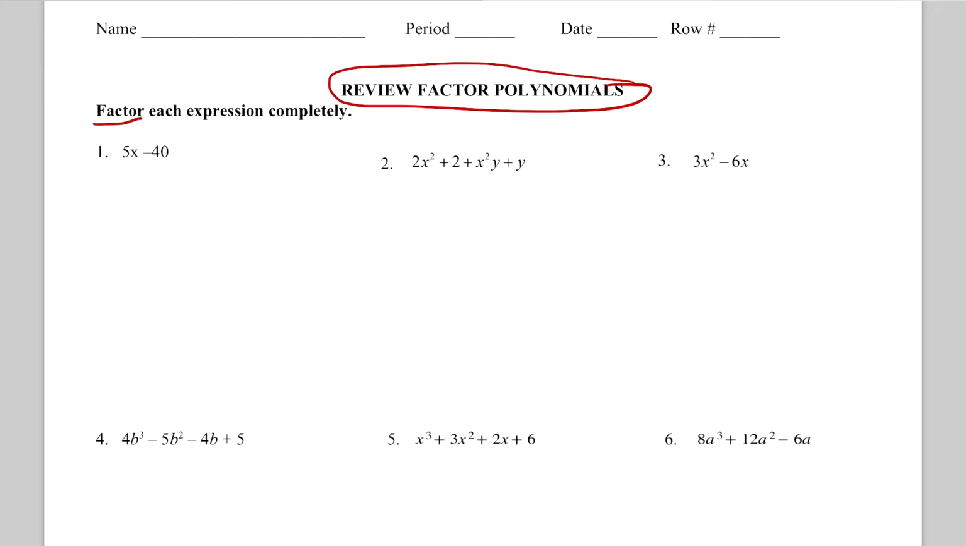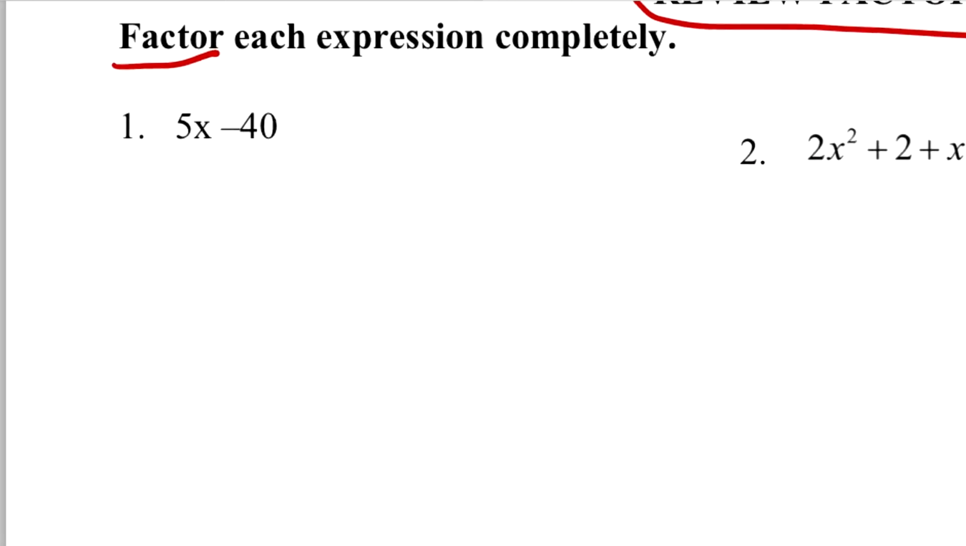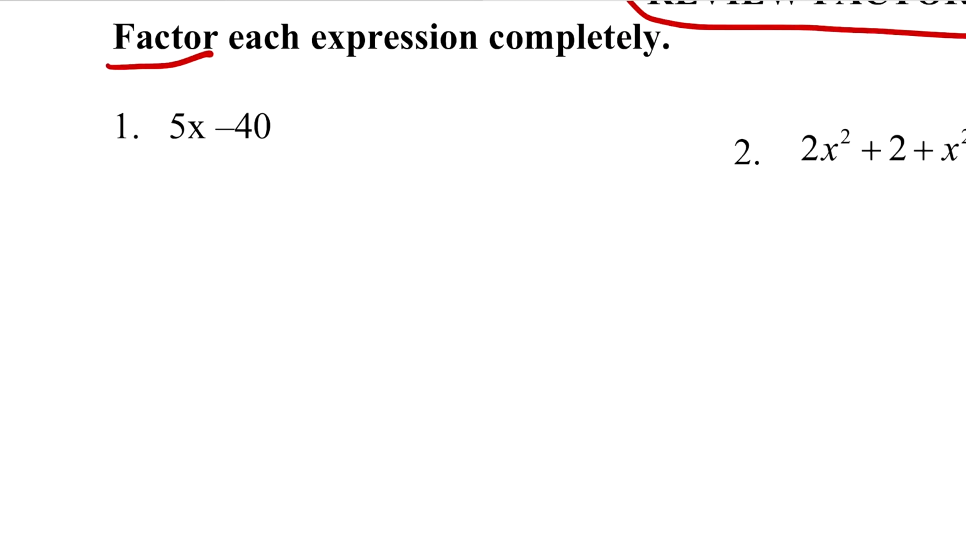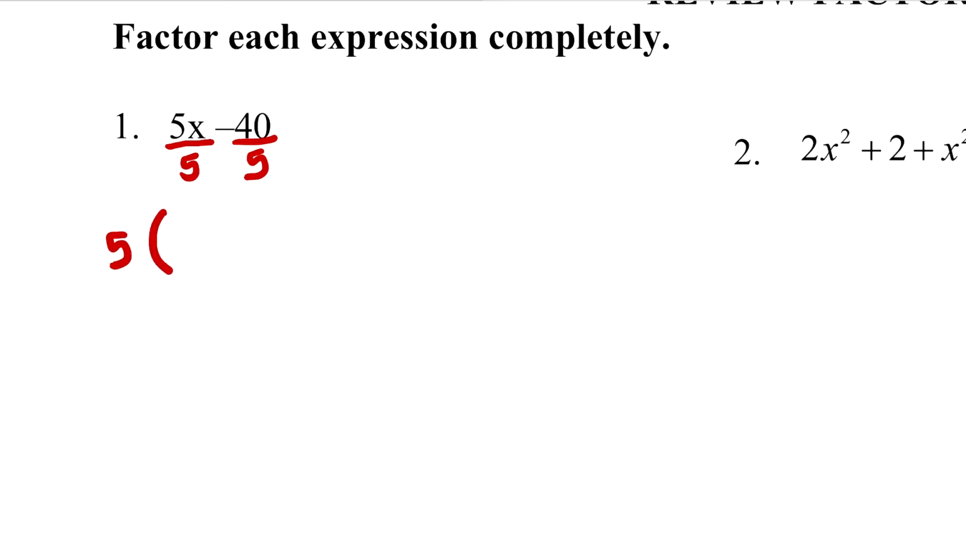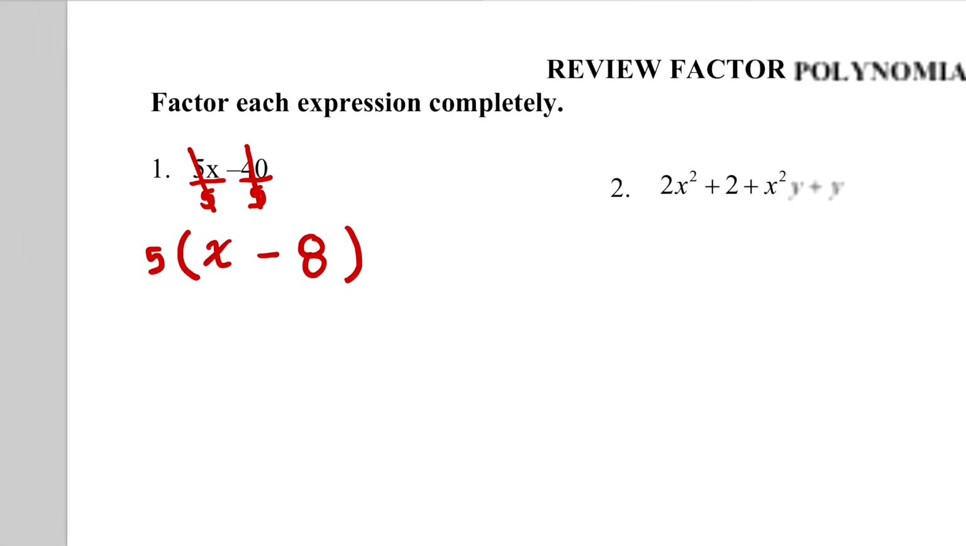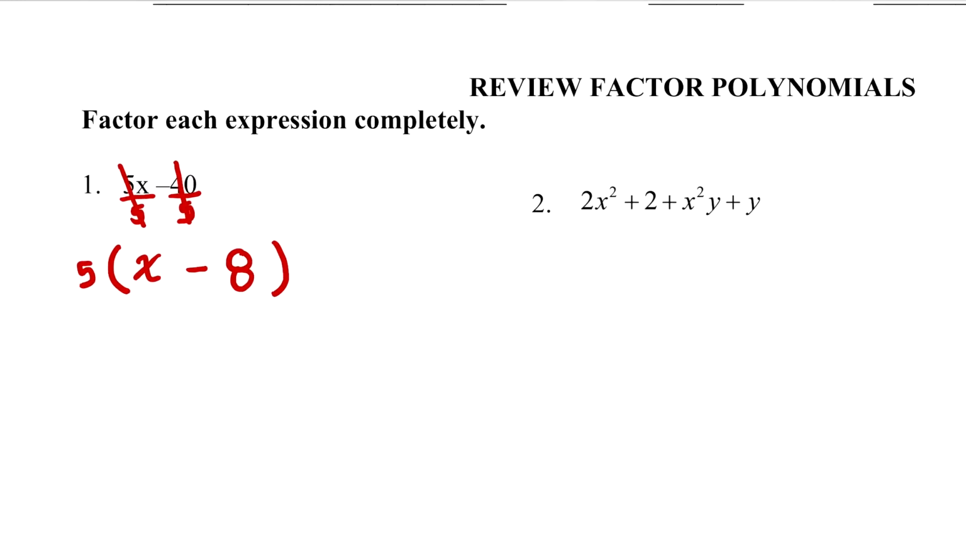So we want to factor the GCF for number 1. And the way we do that is we identify what the first term, which is 5x, and the second term, which is 40, have in common. And clearly it has a 5 in common. So we're going to factor out a 5 by dividing by 5. That leaves us with an x, and then that leaves us with an 8. So therefore we factored out the 5, which is the common factor.